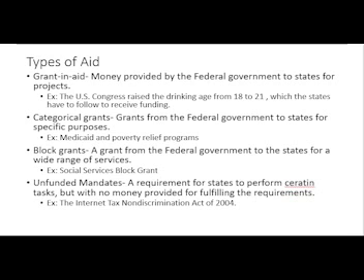Categorical grants are grants from the federal government to states for specific purposes. An example would be Medicaid and poverty relief programs. Block grants are a grant from the federal government to the states for a wide range of services. An example would be the Social Services Block Grant. Unfunded mandates, a requirement for states to perform certain tasks, but with no money provided for fulfilling the requirements. An example would be the Internet Tax Non-Discrimination Act of 2004.